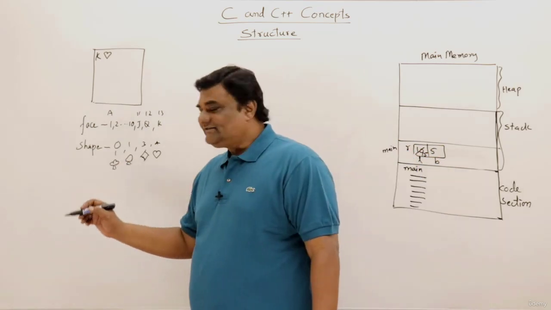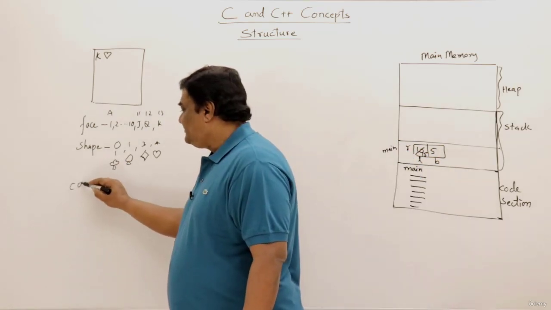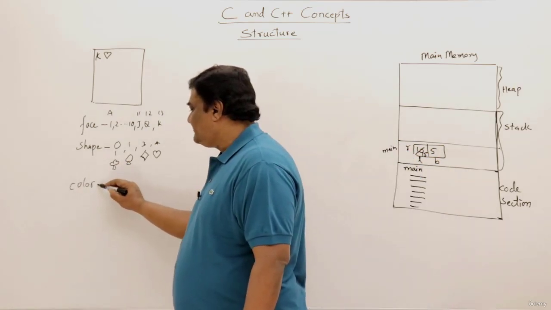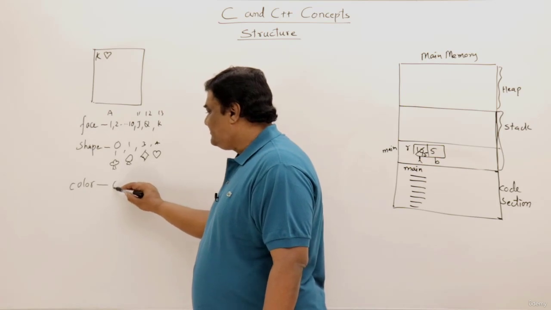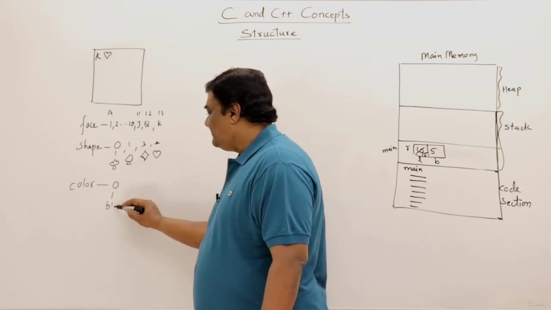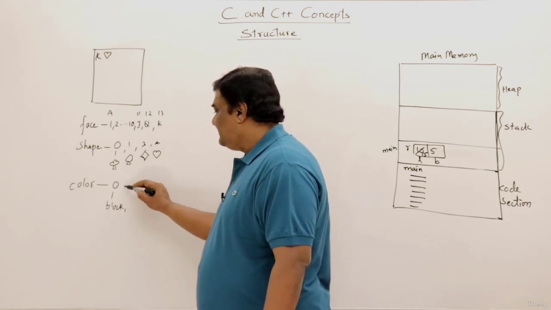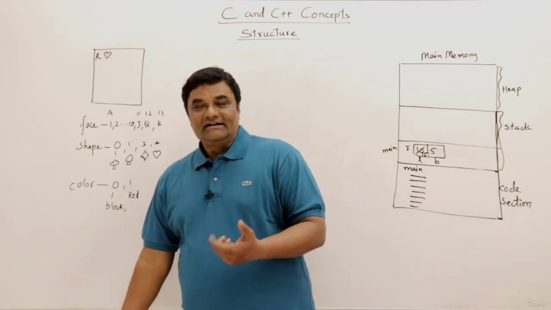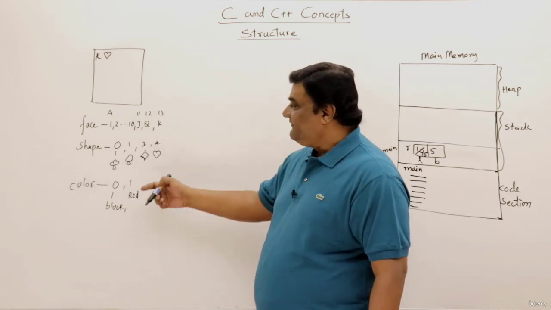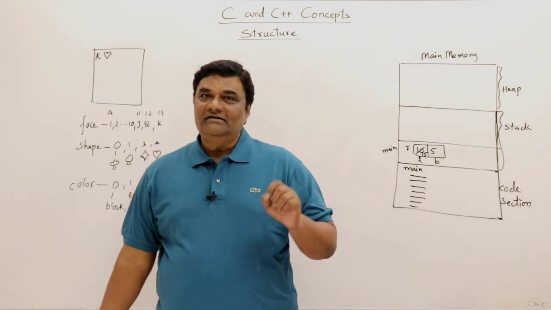Then now next thing is color. So as there are only 2 colors, I will define colors also in terms of codes. Let us say 0 for black color and 1 for red color, right? So 1 for red color. So black and red color. So this is how we can define a playing card.